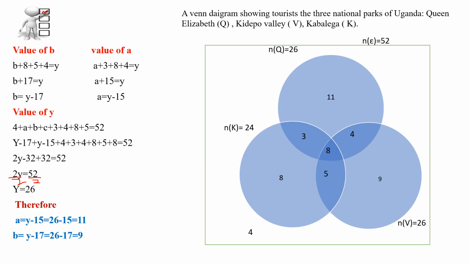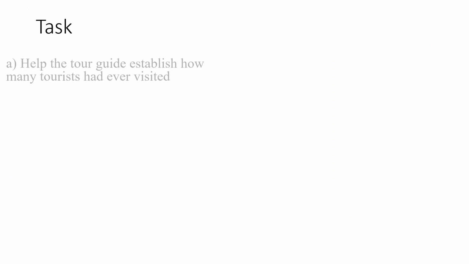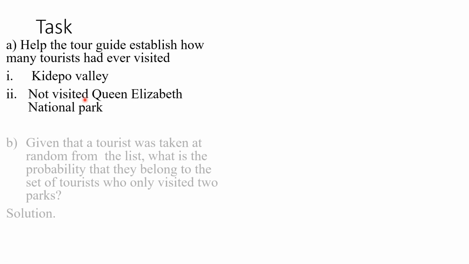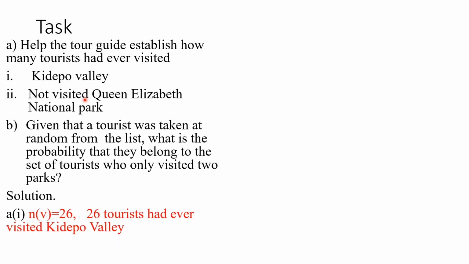But again, they had asked us in our task to help the tour guide establish how many tourists had ever visited Kidepo Valley. You can see that those who had visited Queen Elizabeth and Kidepo Valley were the same, and have got 26. So we give a conclusion and say that 26 tourists had visited Kidepo Valley.